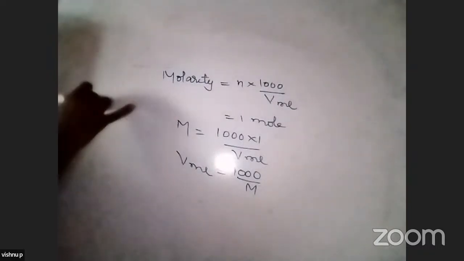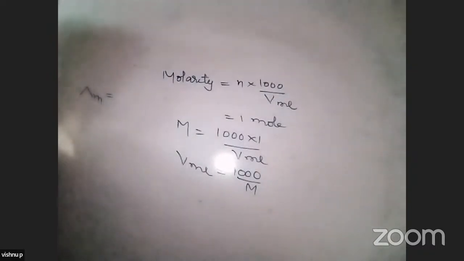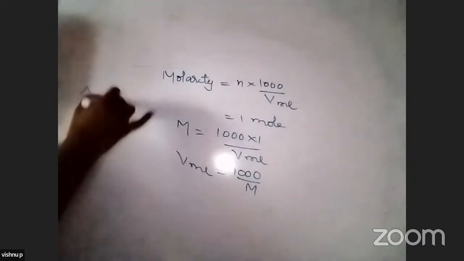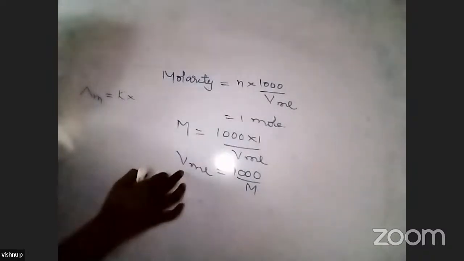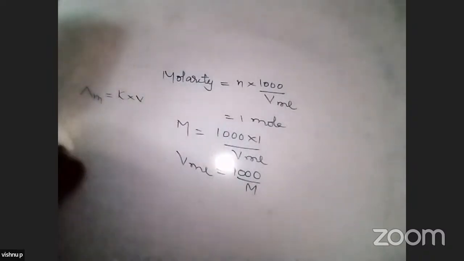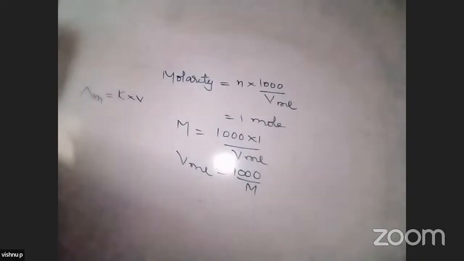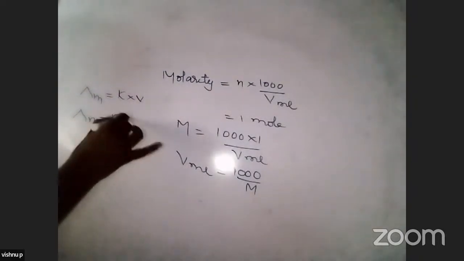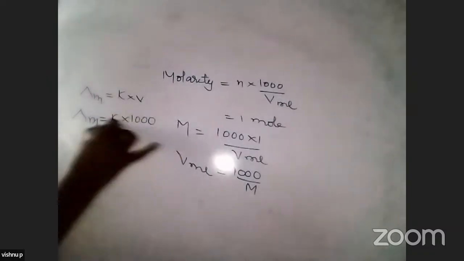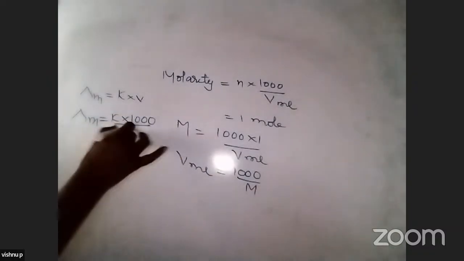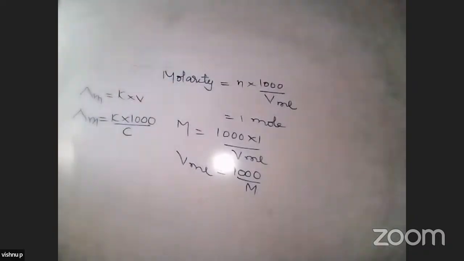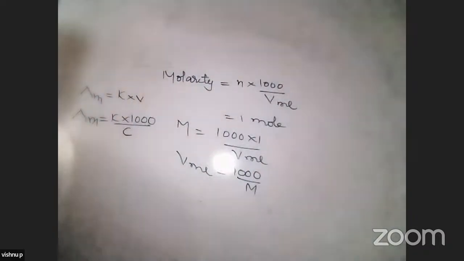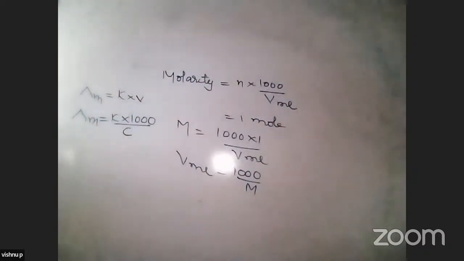So molar conductivity we can write like this also. Molar conductivity is equal to K into V, and instead of V, we can write molar conductivity as K into 1000 by the concentration of the solution in molarity. This is called molar conductivity.